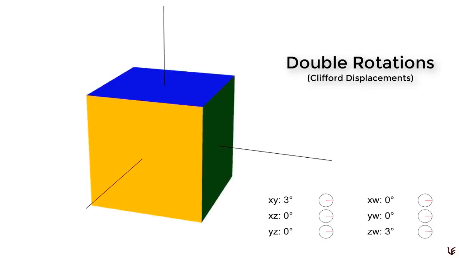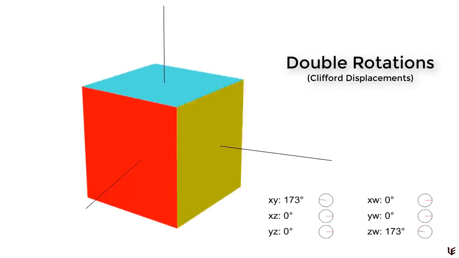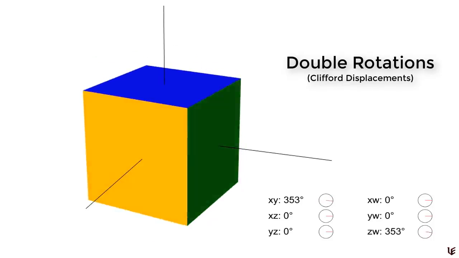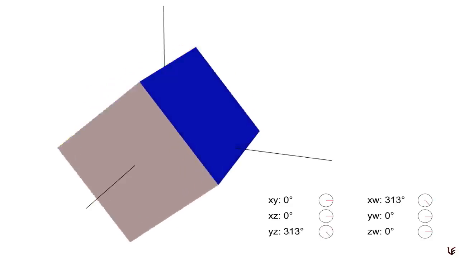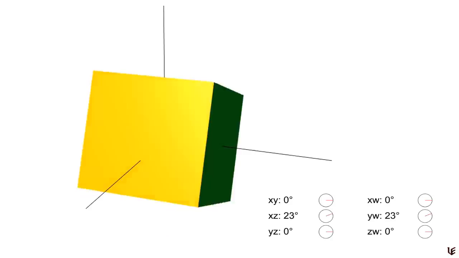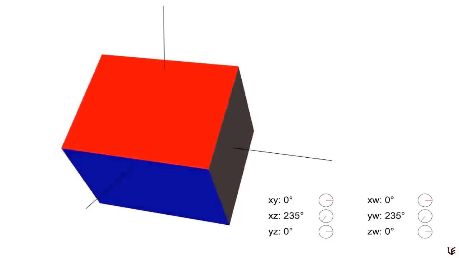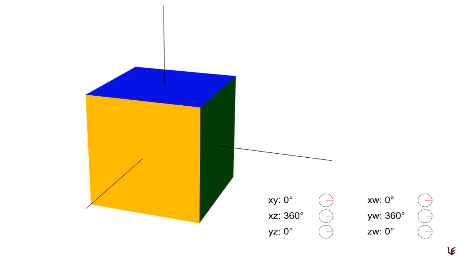There's also a special subset of 2-plane rotations called double rotations, or Clifford displacements. And these are special because they represent rotations around 2 orthogonal planes, which is pretty cool considering this is impossible to do in only 3 dimensions.